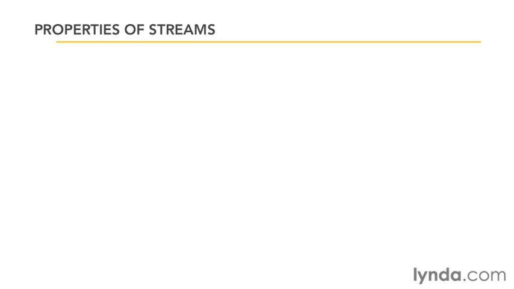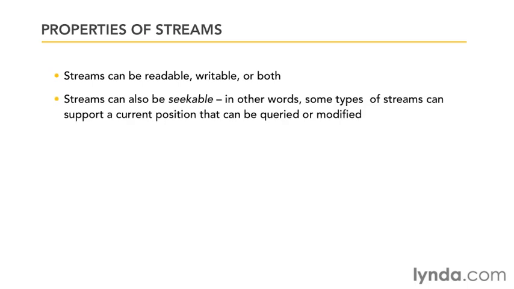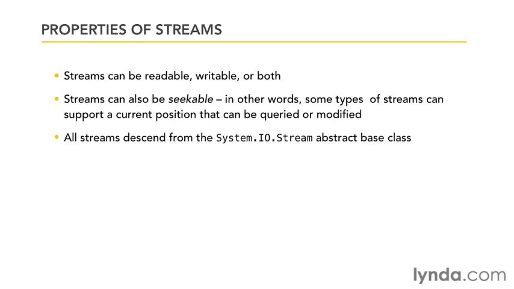Streams have certain properties. They can be readable, they can be writable, or they can be both. Streams can also be what's called seekable. In other words, some kinds of streams have this notion where there's a position that you can look at and modify. Sometimes this is called a random access stream. Streams descend from the System.IO.Stream abstract base class. Now, we're not going to work too deeply with streams themselves in this section.